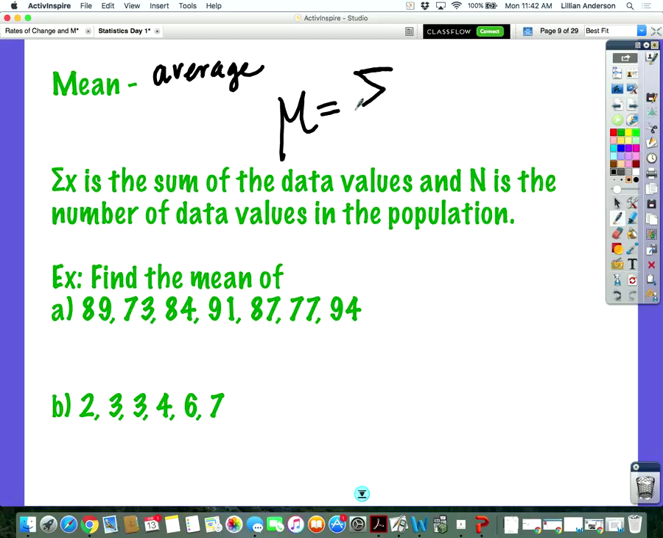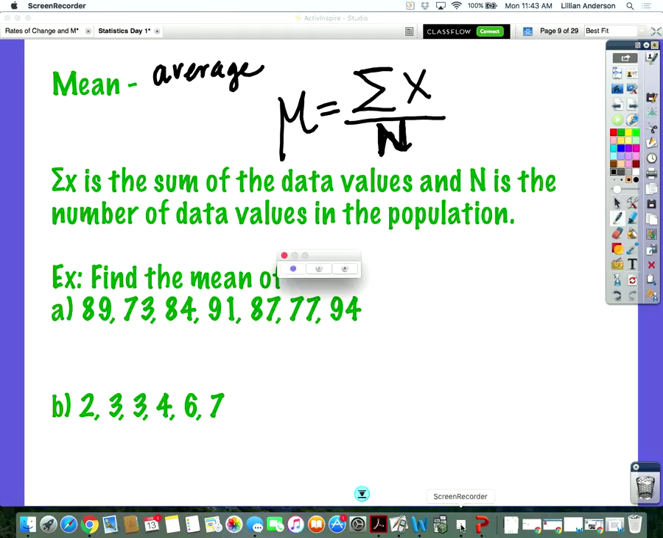I'm going to give you this formula right here. What does that symbol mean? The sum. The sum of all your x's divided by however many you have. That's the general formula. I'm using capital N because that is what is in the bottom red part, where sigma x is the sum of all the data values and N is the number of data values you have in the population. I have no doubt that you will have no issue doing A and B.